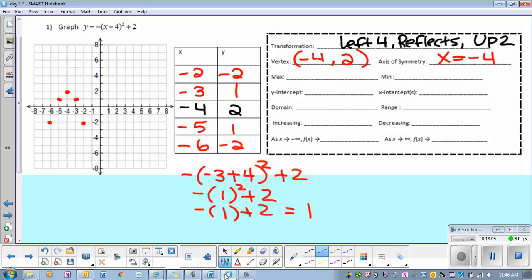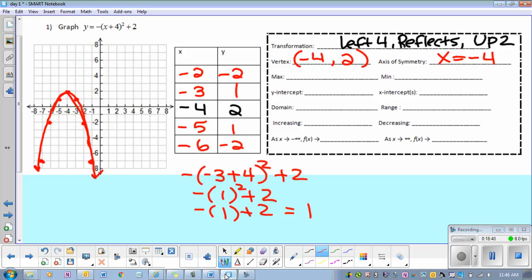Yeah? And if you want to go one more because you have all this room, sure. Feel free to. Okay? And just make sure you draw it like a parabola and not like an absolute value. Just don't make it a sharp V, round it out a little bit. Okay?